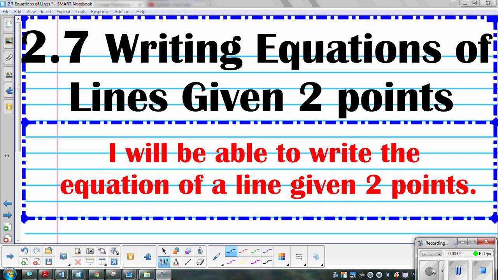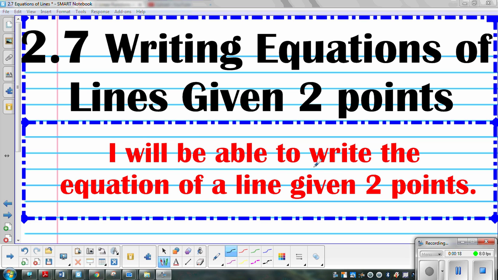As we come to our second to last section of Unit 2, which is 2.7, we are going to start putting everything together. In 2.7, your goal and objective is that you will be able to write the equation of a line given 2 points.